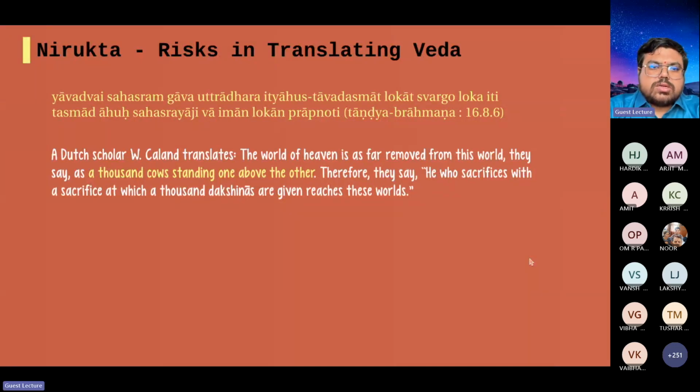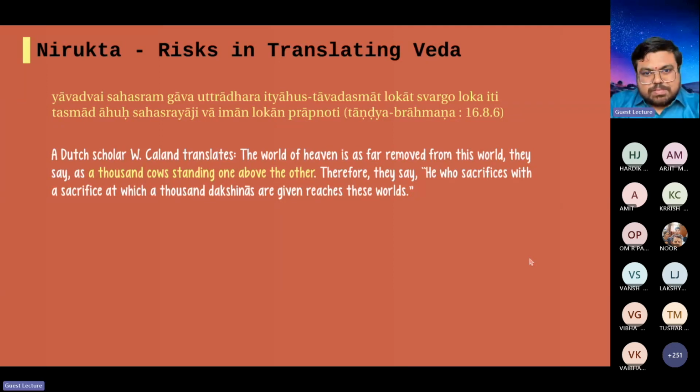So a Dutch scholar, W. Callan, translates: the world of heaven is as far removed from this world, they say, as 1,000 cows standing one above the other. Therefore, they say, he who sacrifices with a sacrifice at which 1,000 dakshinas are given reaches these worlds. Now, anyone with a sound mind cannot associate such a meaning to the shloka because, first of all, this is from Brahmana.